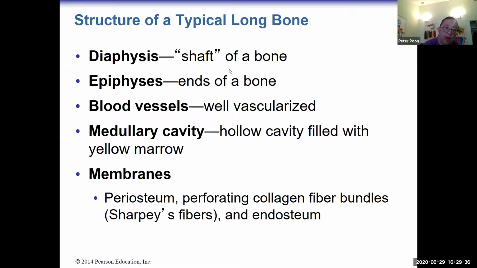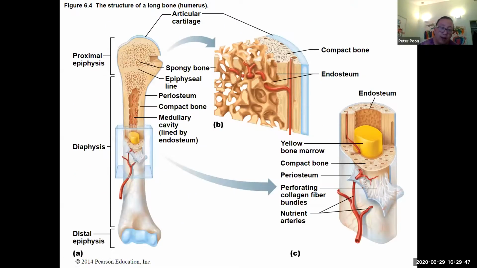There are two membranes that surround bone. Let's talk about those two membranes. There's a membrane on the outside of the bone, and that membrane on the outside is called periosteum. Peri means around, perimeter, right? Around osteum, bone. On the inside, you have another membrane, and that's called the endosteum. Endo, inside. Osteum, bone. So endosteum.